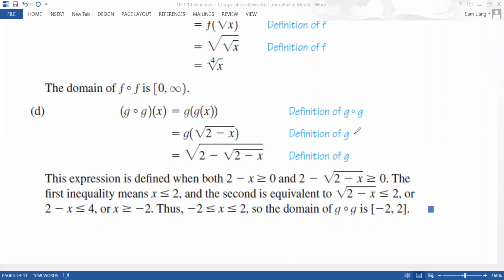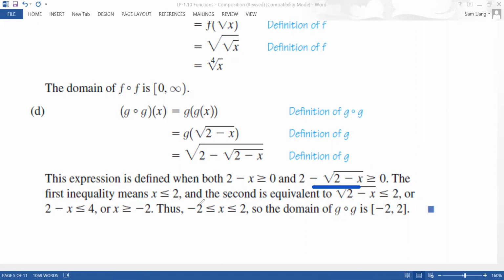So the first inequality means that x is less than or equal to 2, right? If you just add x to both sides, x is less than or equal to 2. And the second inequality is, if you add this radicand to both sides, you get 2 is greater than or equal to the square root of 2 minus x. Another way to say that is the square root of 2 minus x is less than or equal to 2.